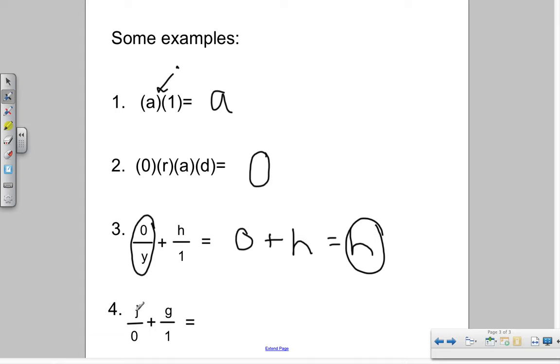Okay, next one. J divided by 0. Okay, when I see this problem, the hair on my arm stands up, believe it or not. And you may not feel that way yet, but you will. When 0 is in the denominator, it's undefined. So g divided by 1 actually does give you something. G divided by 1 gives you g. But j divided by 0 is undefined.